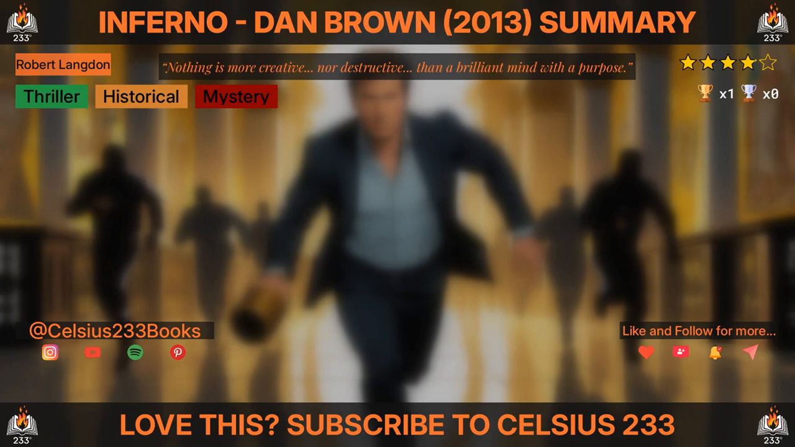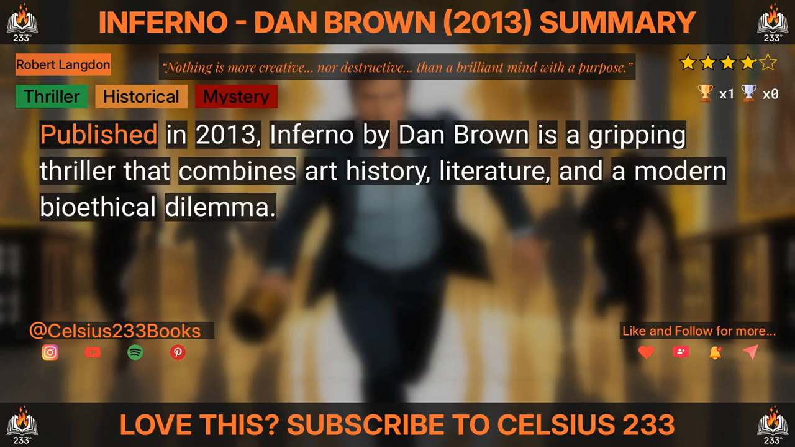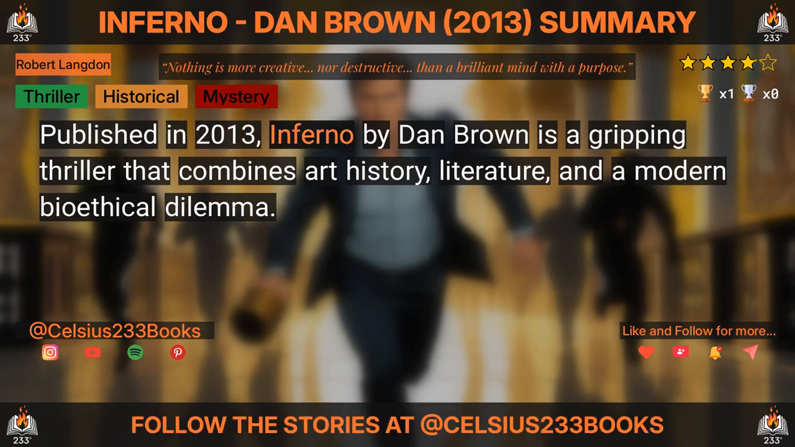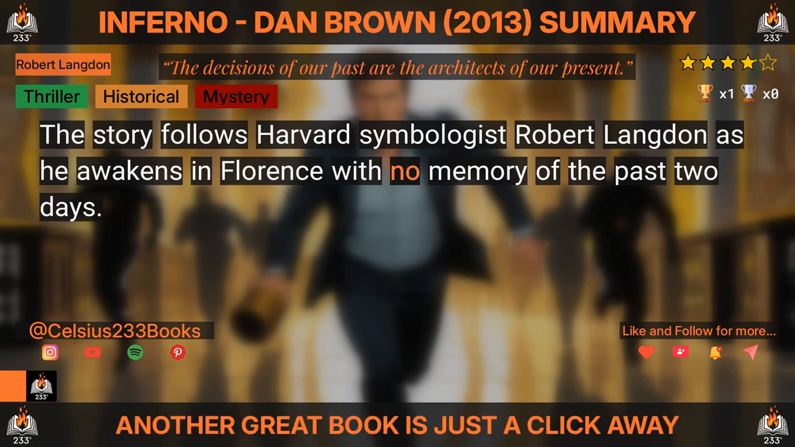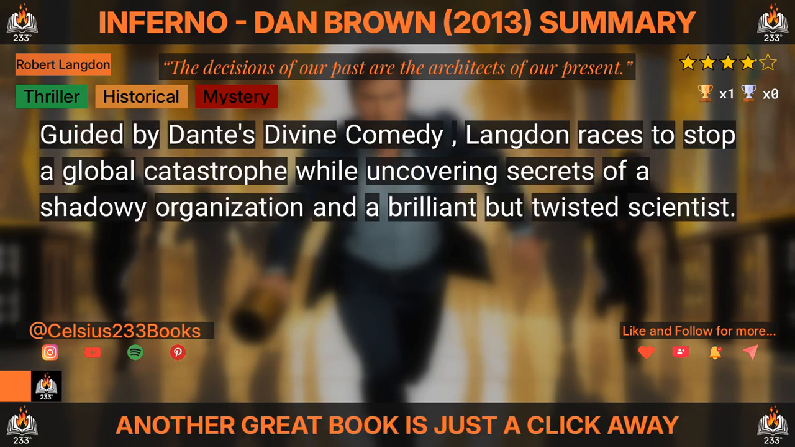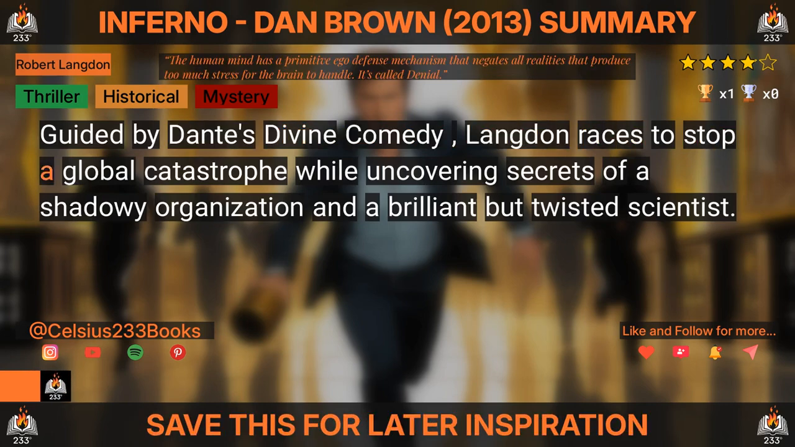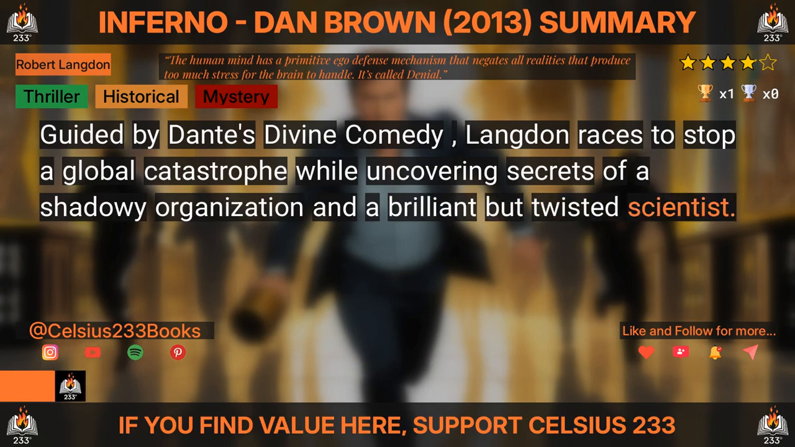Today, we will enter the world crafted in Inferno by Dan Brown. Published in 2013, Inferno by Dan Brown is a gripping thriller that combines art history, literature, and a modern bioethical dilemma. The story follows Harvard symbologist Robert Langdon as he awakens in Florence with no memory of the past 2 days. Guided by Dante's Divine Comedy, Langdon races to stop a global catastrophe while uncovering secrets of a shadowy organization and a brilliant but twisted scientist.